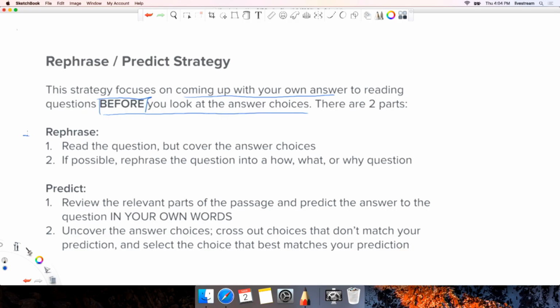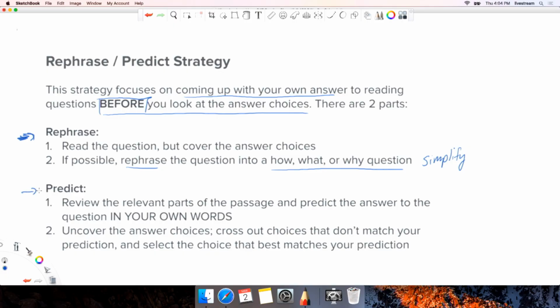This first part is called the rephrase portion. And this part involves reading the question but covering the answer choices, and this is really important so that you don't distract yourself with the answer choices up front, and then if possible, rephrase the question into a how, what, or why question. This can really help simplify the question to put it in your own words, and make sure that you understand the question before you move on.